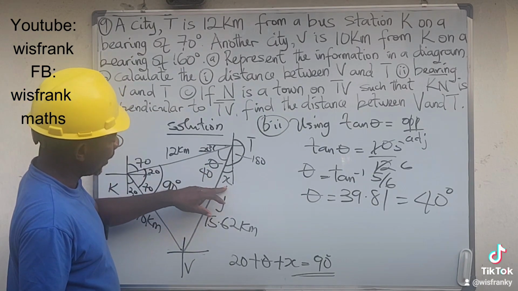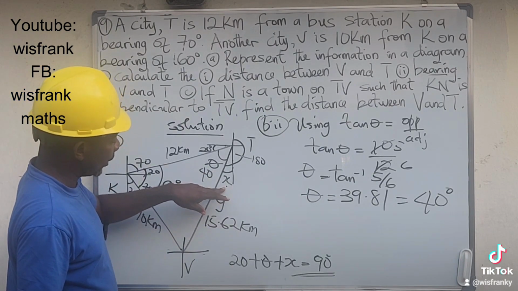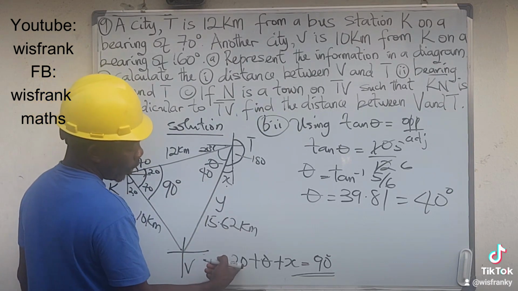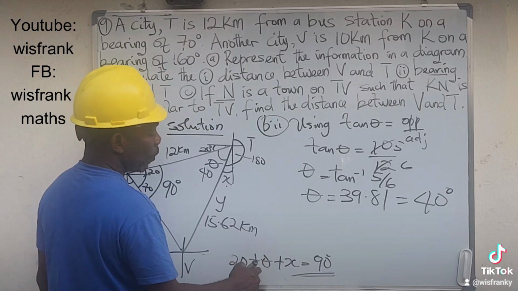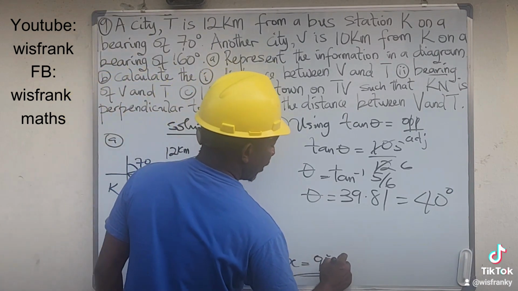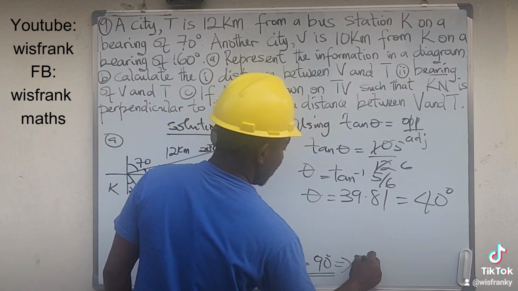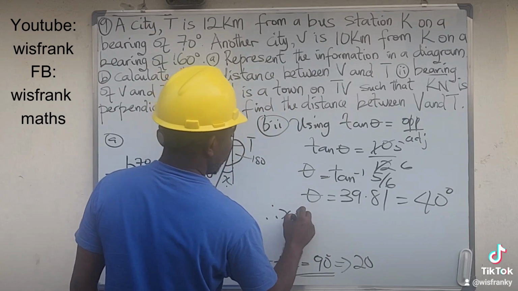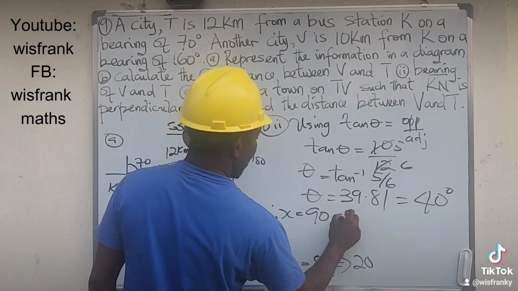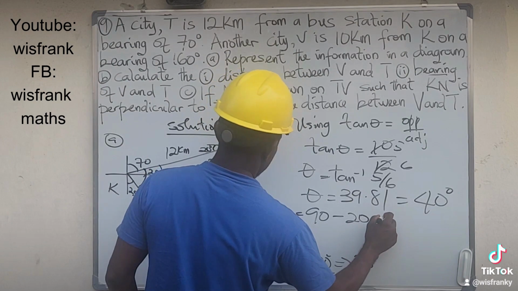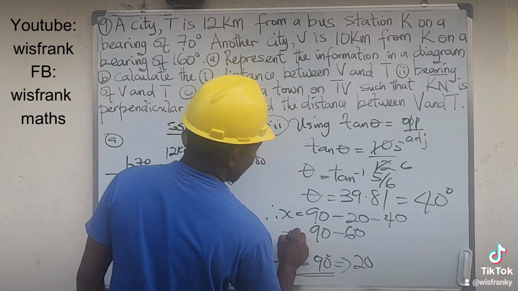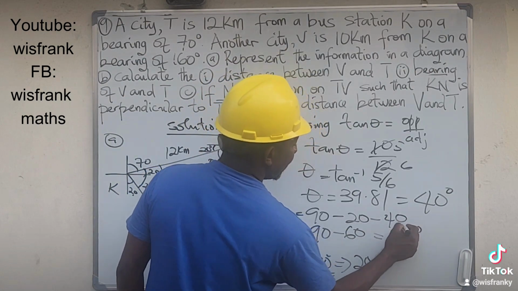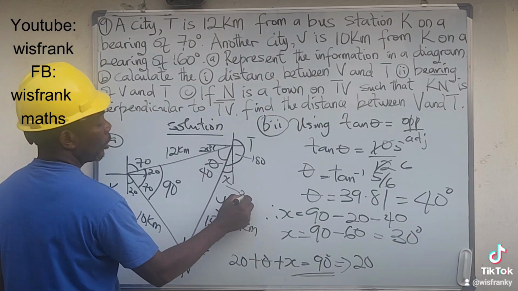For us to find this value of X, this remaining angle, we said that 20 plus theta plus X will become 90. Therefore, this theta now will become 40. So this implies that X equals 90 minus 20 minus 40. This is 90 minus 60, and X now equals 30 degrees. So this angle is equal to 30 degrees.